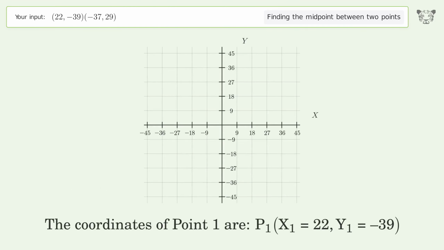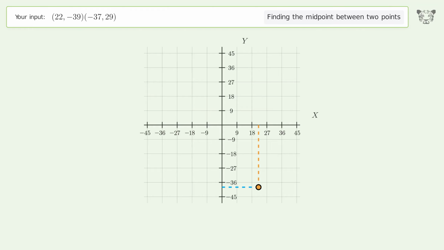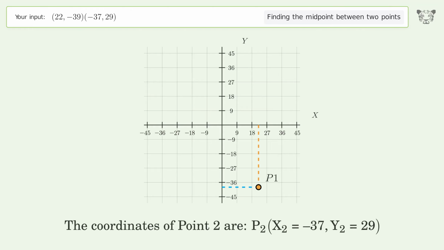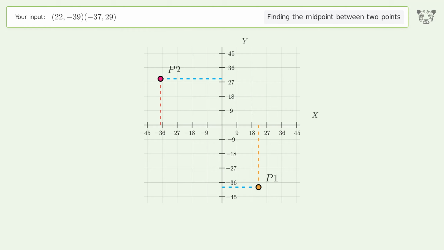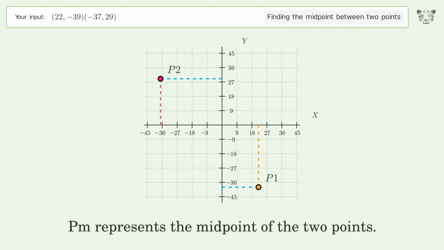The coordinates of point 1 are, x1 equals 22, y1 equals -39. The coordinates of point 2 are, x2 equals -37, y2 equals 29. PM represents the midpoint of the 2 points.